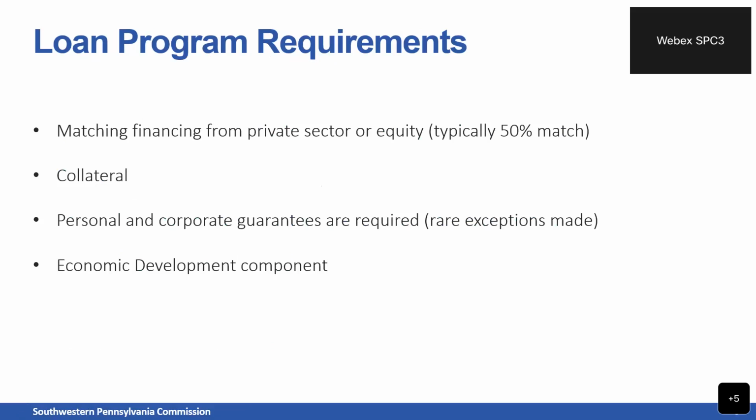Typically, when we give a loan to one of our clients, the asset that is being financed is offered as collateral. So if we are going to be helping finance a building, we're going to take a mortgage on that building. If we're going to be financing a piece of equipment, we'll take a lien on that piece of equipment.